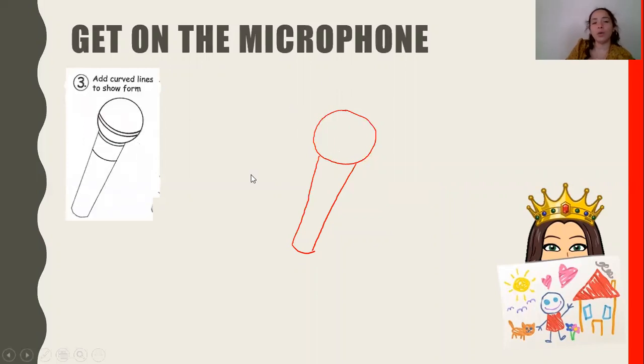Okay. Once you have that done, you're gonna add curved lines to show form. So our first curved line that we're gonna do on this, what we have so far, is right here. We're gonna make a curved line. And then you make another curved line. Okay. And then right below this circle, you want to curve another line just to add form. And then we do one down here as well. So those are 1, 2, 3, 4 curved lines that I've just created.